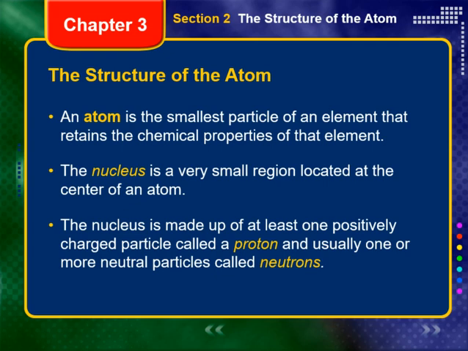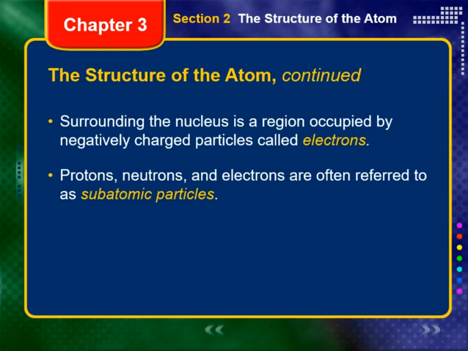All atoms consist of two regions. The nucleus is a very small region located near the center of an atom. In every atom, the nucleus contains at least one positively charged particle called a proton, and usually one or more neutral particles called neutrons. Surrounding the nucleus is a region occupied by negatively charged particles called electrons. This region is very large compared to the size of the nucleus. Protons, neutrons, and electrons are often referred to as subatomic particles.